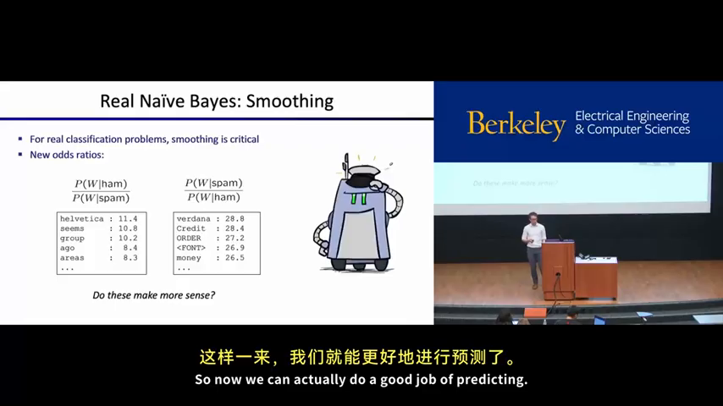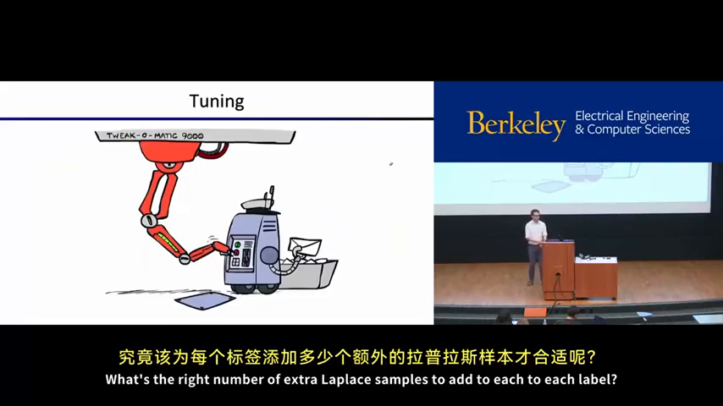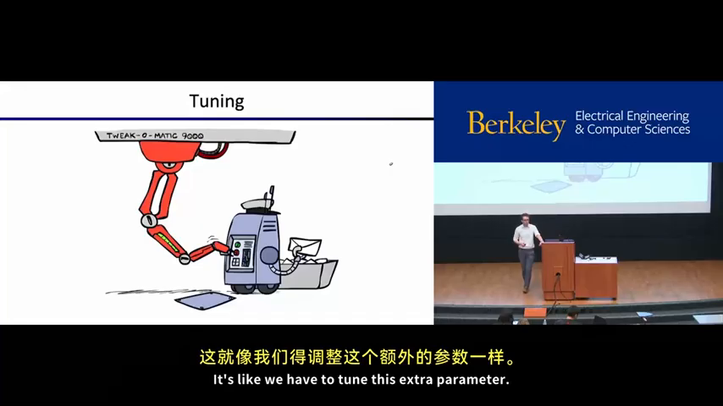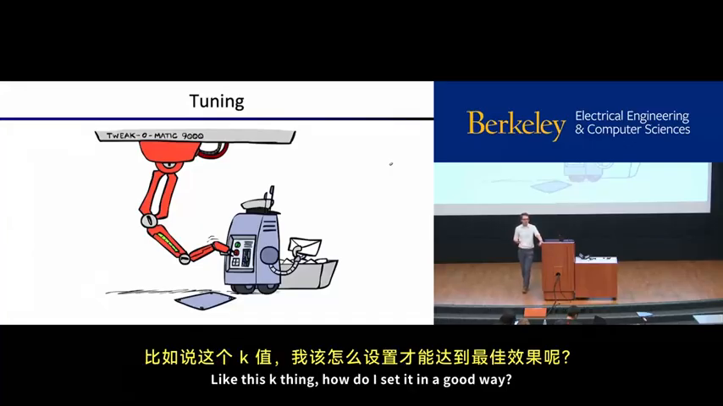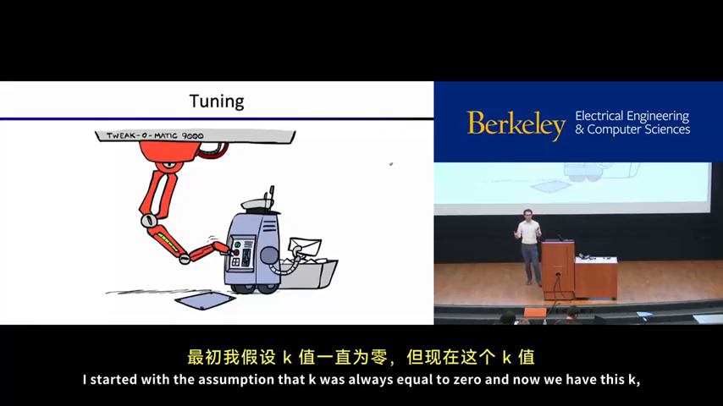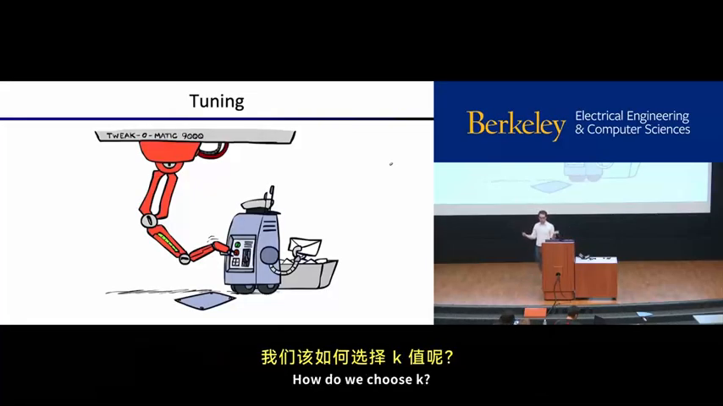So now we can actually do a good job of predicting. But we also have this parameter, this k. What's the right number of extra Laplace samples to add to each label? It's like we have to tune this extra parameter. How do I set this k in a good way? I started with the assumption that k was always equal to 0, and now we have this k. It might be 0, it might be 1, it might be 2, it might be all the way up to 100. How do we choose k?